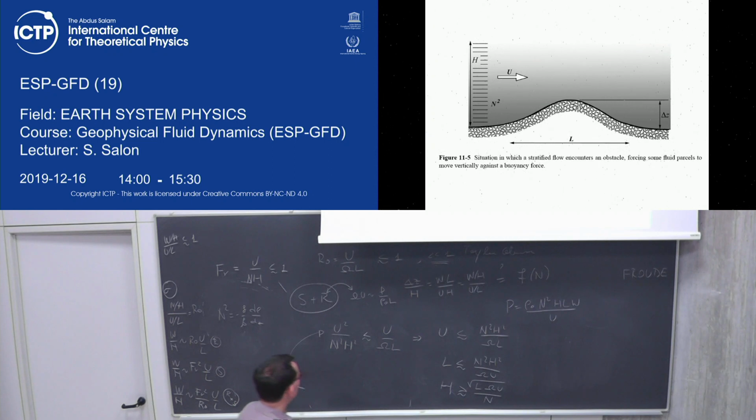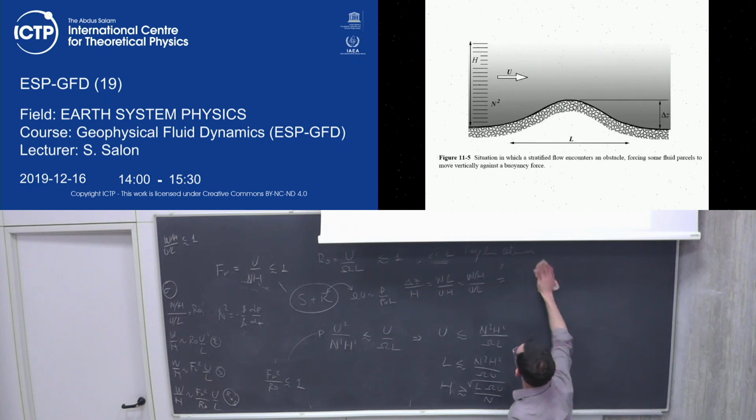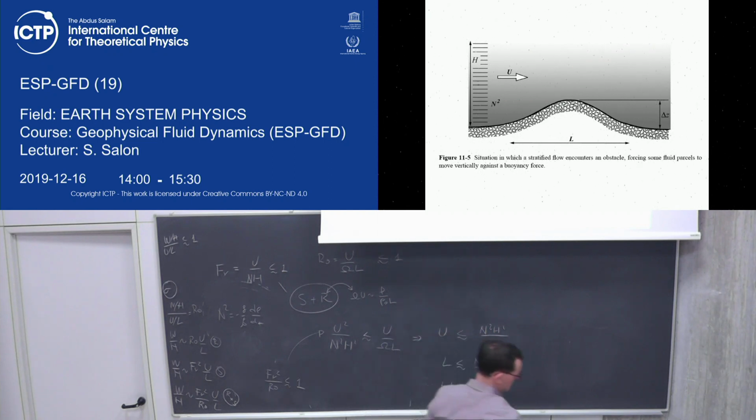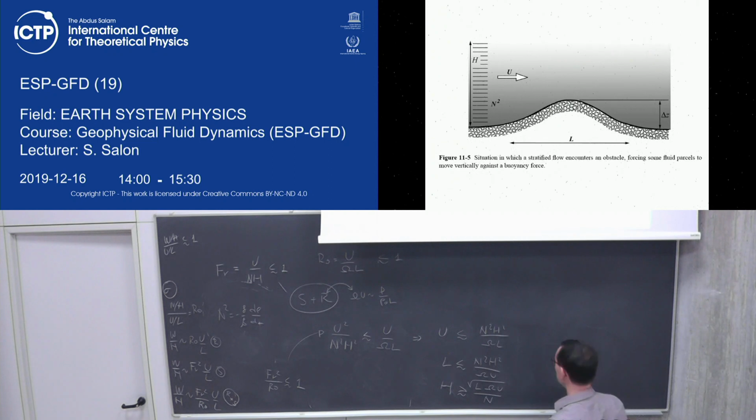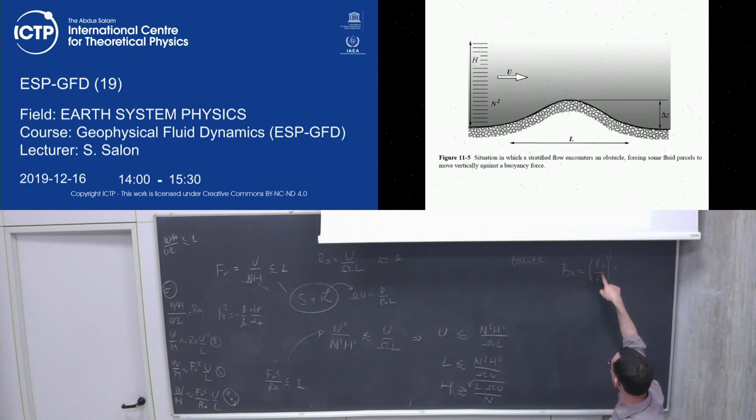So we have also one possibility, which is very nice, when the Froude number is of order Rossby. For this, historically, we have another adimensional number, which is called the Burger number, burger, like hamburger, which is equal to Rossby over Froude squared. So when this ratio is of order one, it means that we have Burger of order one.